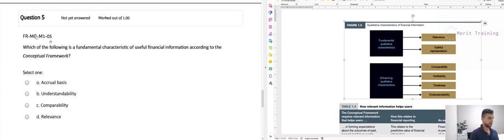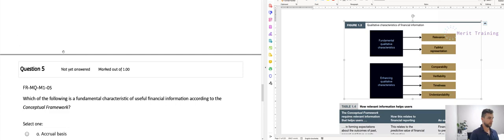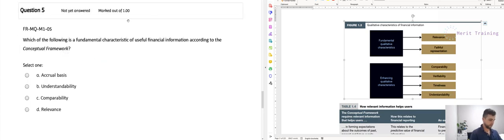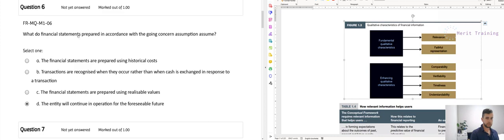Alright, so that's the end of the Module 1 practice questions. Pretty straightforward. So we've got a few more on the next page. So question 6 is, what do financial statements prepared in accordance with the going concern assumption assume? So if you remember from what we talked about, going concern basically means that the company will continue to operate in future. And it's a common issue for auditors if they look at the financial statements and say this company's got too much debt or too much short-term liabilities versus the current assets, or maybe revenues declining rapidly and they don't see it sustainable in the long term.